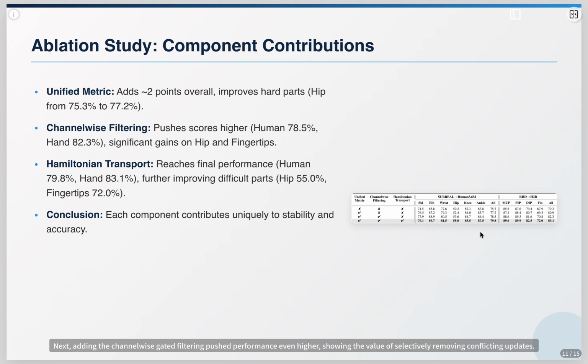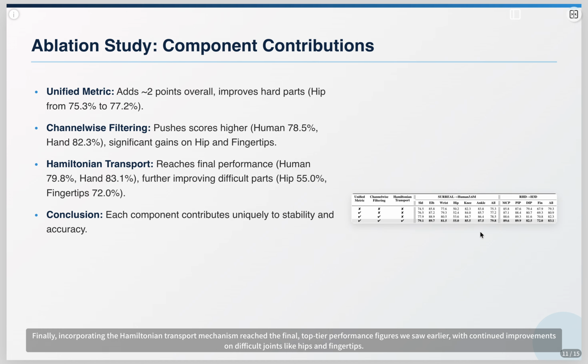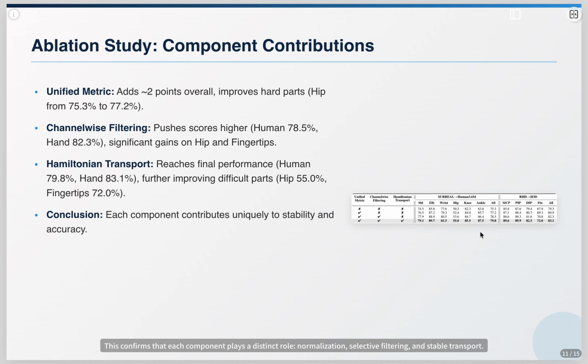Next, adding the channel-wise gated filtering pushed performance even higher, showing the value of selectively removing conflicting updates. Finally, incorporating the Hamiltonian transport mechanism reached the final top-tier performance figures we saw earlier, with continued improvements on difficult joints like hips and fingertips. This confirms that each component plays a distinct role: normalization, selective filtering, and stable transport.